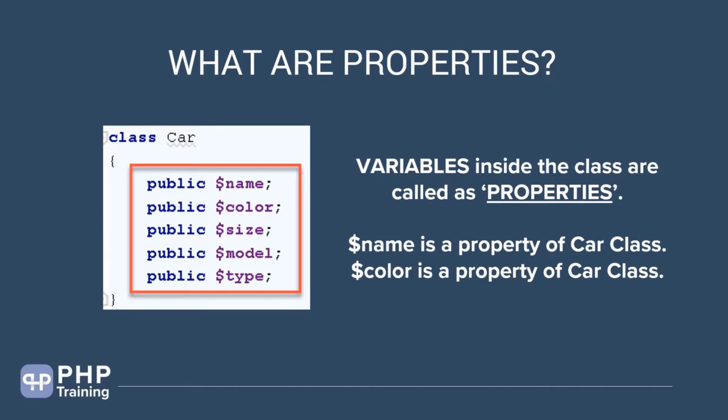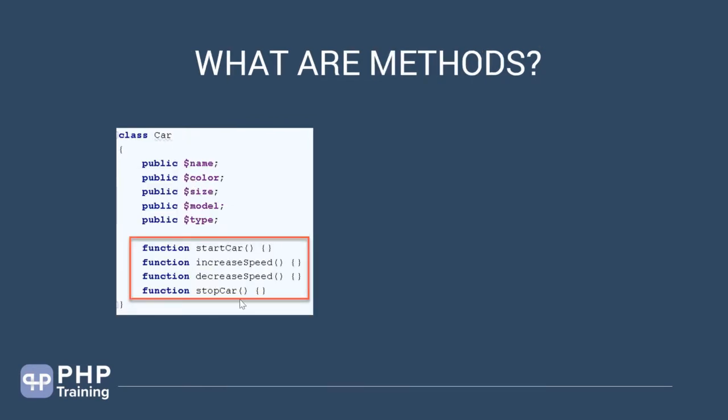Okay, let's look at methods. For that same car, you can have methods. You can have start car, increase speed, decrease speed, and stop car. These are basically the actions of that car. The car could have actions, the files could have actions. We have seen the database also. A database has actions: insert the records, update the records, delete the records. Those are the actions of the database.